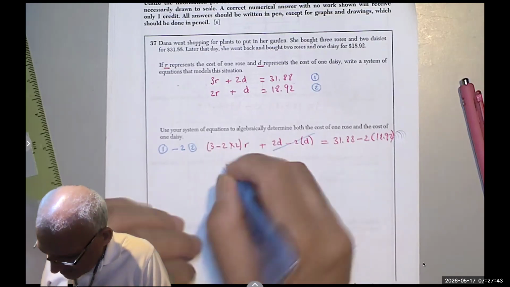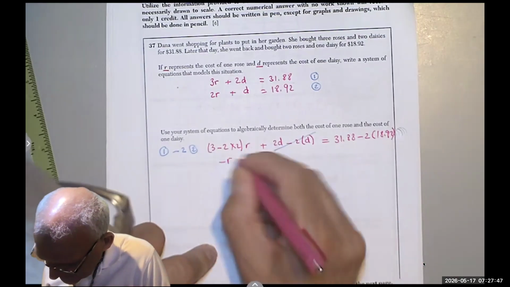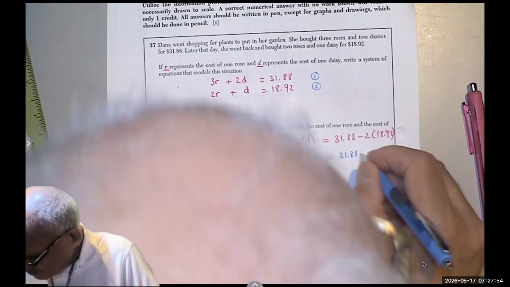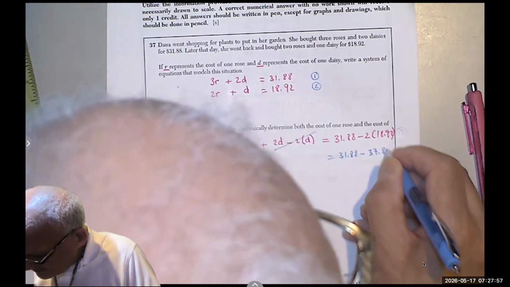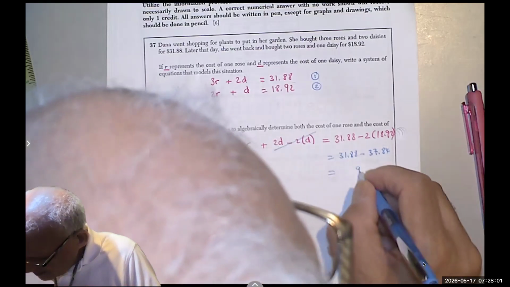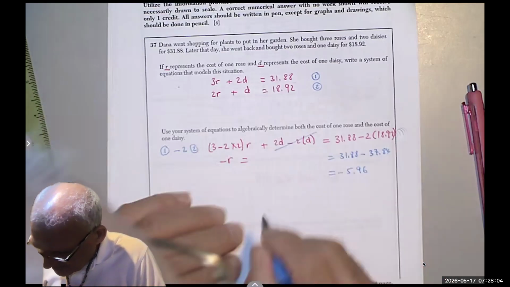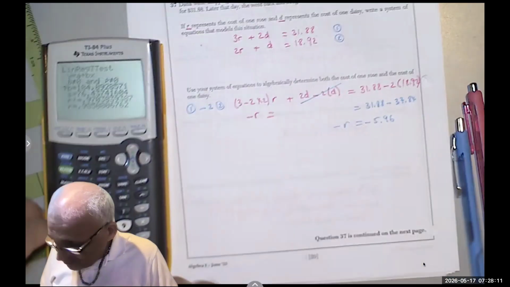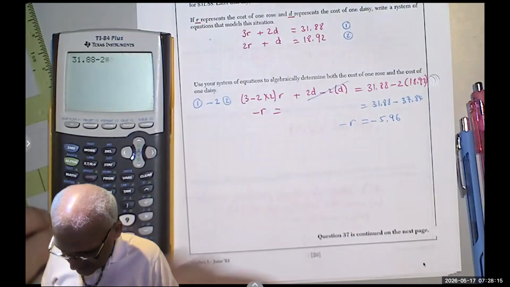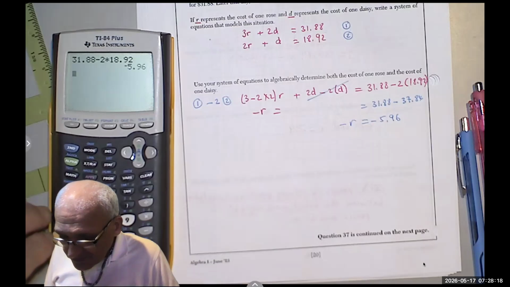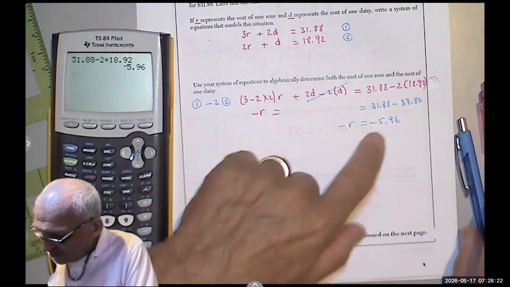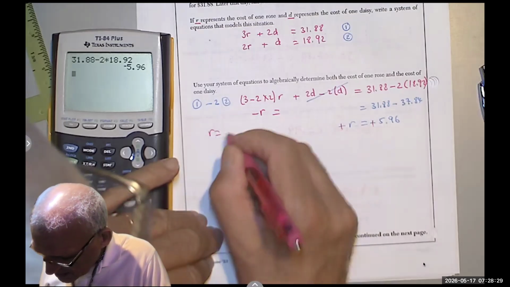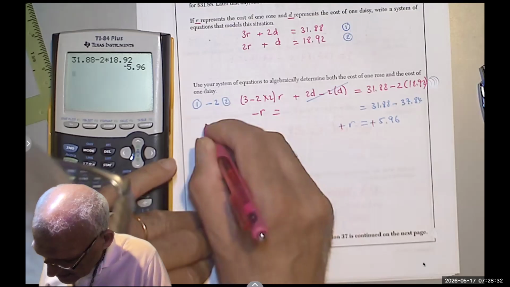So this becomes -R equals 31.88, you can use the calculator, of course, minus 37.84. So that becomes -5.96. Right? If I want to do it with a calculator, I'm going to say 31.88 minus 2 times 18.92, -5.96. So -R equals that. So you just multiply by -1 and you get R equals $5.96. That's the rose.